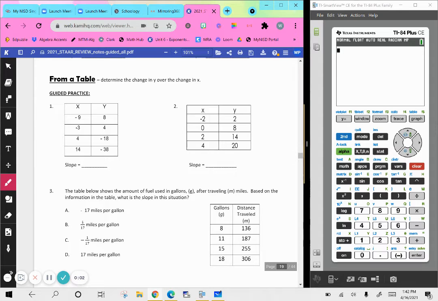Welcome back to our EOC review. We're getting ready to take the STAR in just a few weeks, and I wanted to go over slope and linear functions in general and show you some things in there.